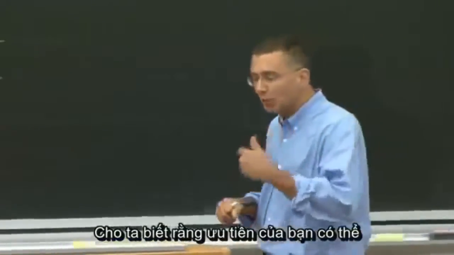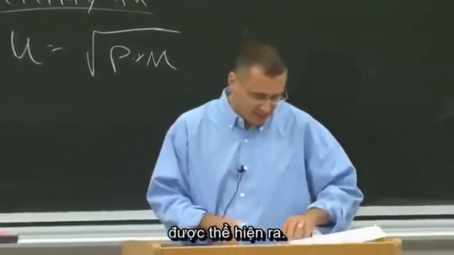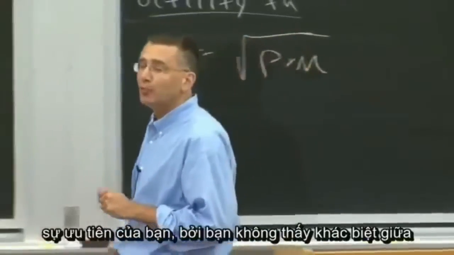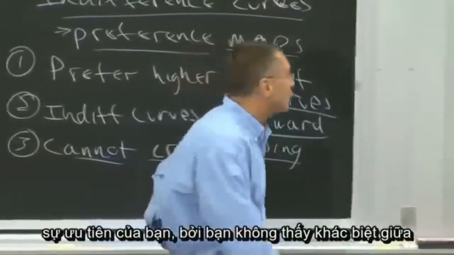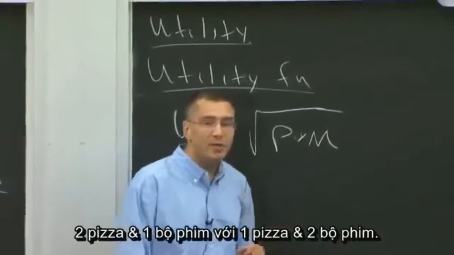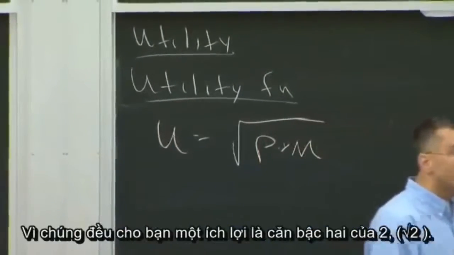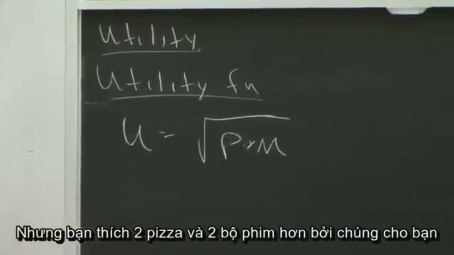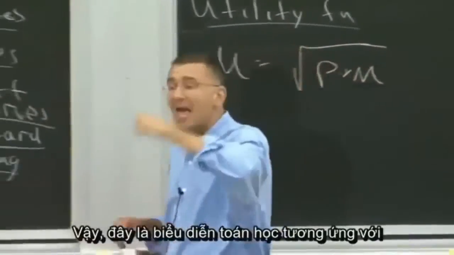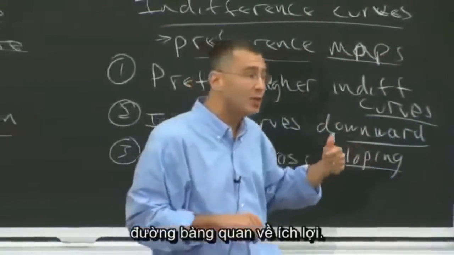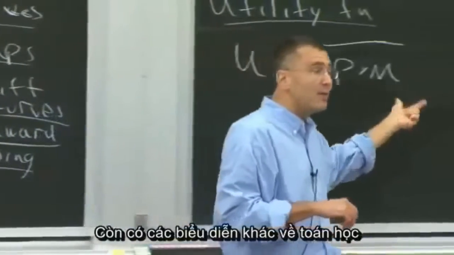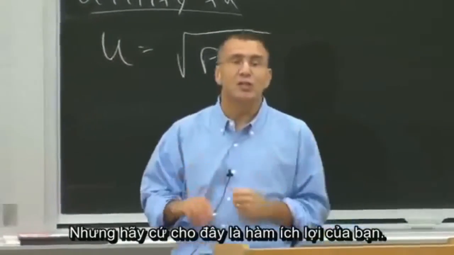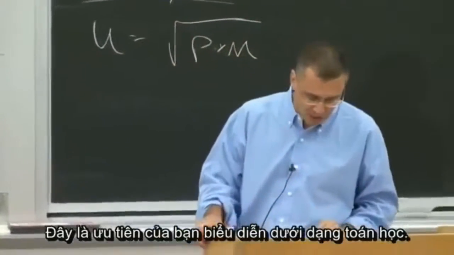What it tells us is that your preferences can be represented, if you flip back to figure 4.1b, okay, it tells us those are your preferences. Because you're indifferent between 2 pizzas and 1 movie, and 1 pizza and 2 movies. Of course you're indifferent. They both give you utility square root 2. But you prefer 2 pizzas and 2 movies because that gives you utility of 2. So this is a mathematical representation consistent with those indifference curves. Not the only one. There's other mathematical representations that could be consistent with those indifference curves. But let's posit that this is your utility function. This is the mathematical representation of your tastes.